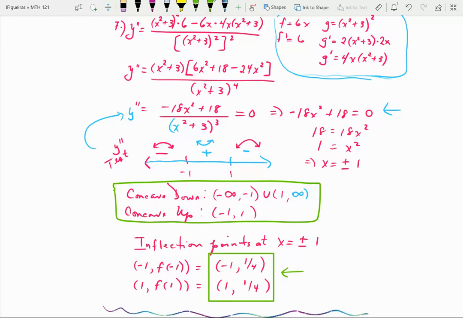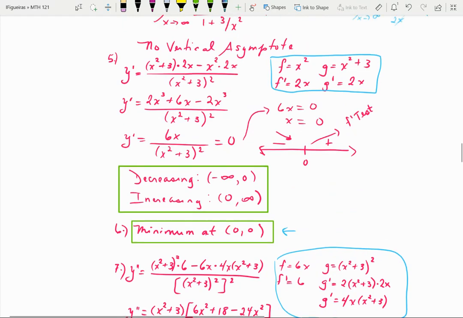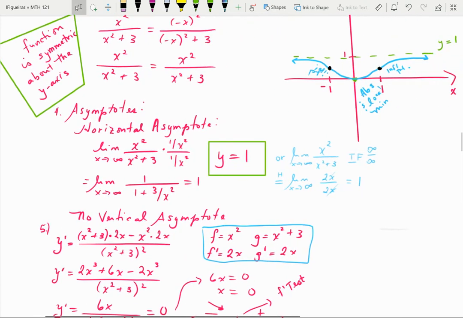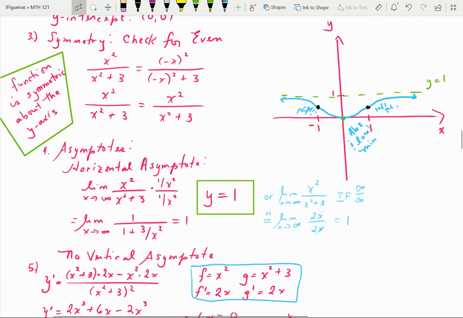All right, so all of this information has to be put together in a sketch, which is here on the right. Let me just move this over. All right, so remember there was only one intercept here at the origin, right here. That was your x and y intercept. We also had a horizontal asymptote at y equal to 1. That's this dotted green horizontal line. And then we had our two inflection points at 1 and 1/4 and negative 1 and 1/4.